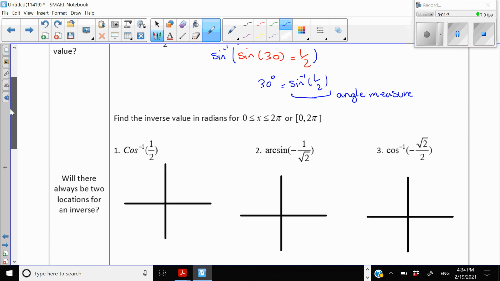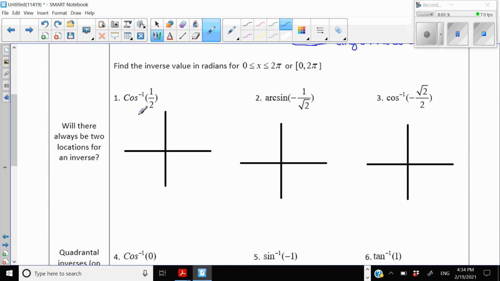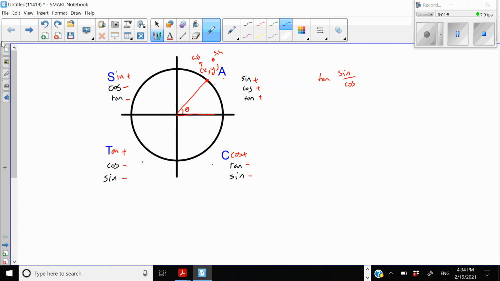Now let's work on this example. Cosine -1 of 1 over 2. This means there is an angle whose cosine is equal to 1 over 2. We're looking for this angle. To solve this, I'm going to consider that cosine is a positive value. That means the angle was either in the first quadrant, because here cosine is positive, or in the fourth quadrant.